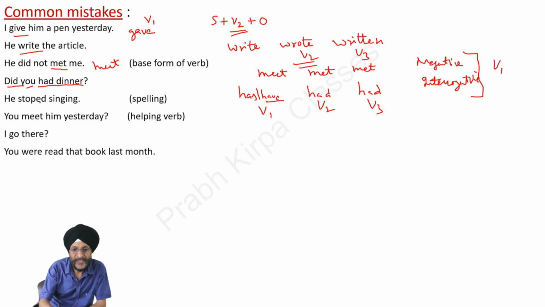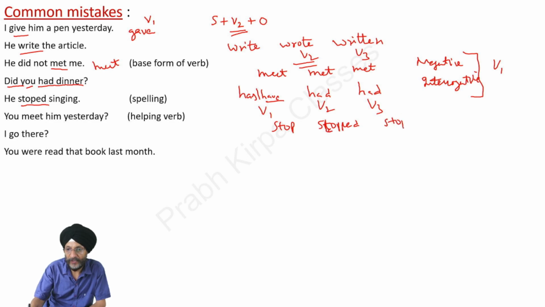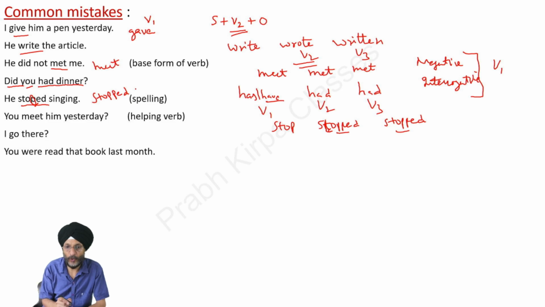Next, he stopped singing. Here you will see stop becomes stopp, stop. That is, P is doubled. Here P is single. We have to add one P while writing the verb: he stopped singing.